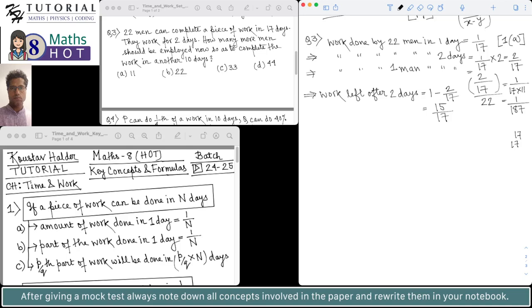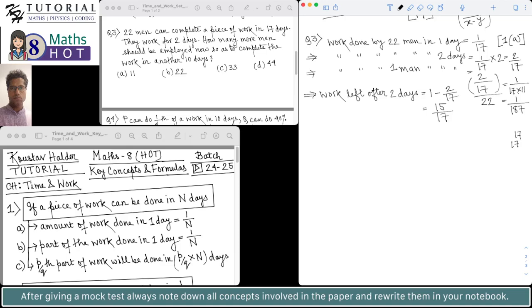Now we need to find... let's say we have to assume something. It is always better, whatever quantity is being asked, if you can assume that, then it will be easy to solve. But for this you have to be very comfortable with solving a linear equation in one variable. So it is asking how many more men should be employed now so as to complete the work in another 10 days.